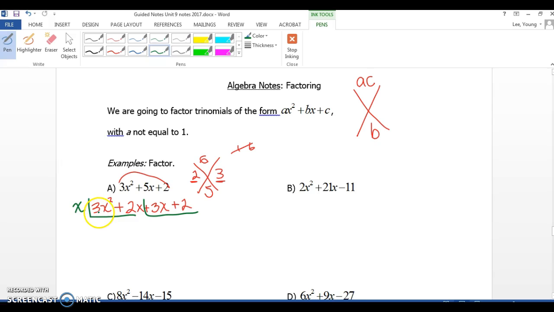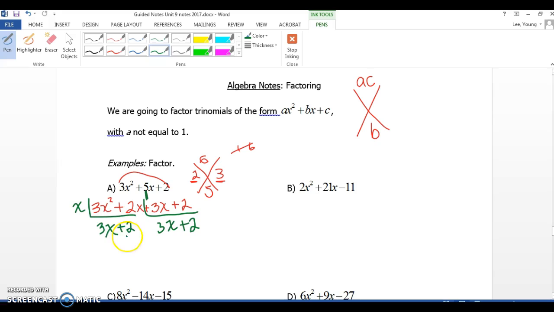Then I'm going to pull out x. I'm going to divide 3x squared by x, which is 3x. I'm going to divide 2x by x, which is 2. Got it? Now, between 3x and 2, what is the common factor? Do you guys remember when they do not have a common factor, what can be the common factor? They always factor out 1. Okay? So 3x divided by 1 is 3x. 2 divided by 1 is 2.